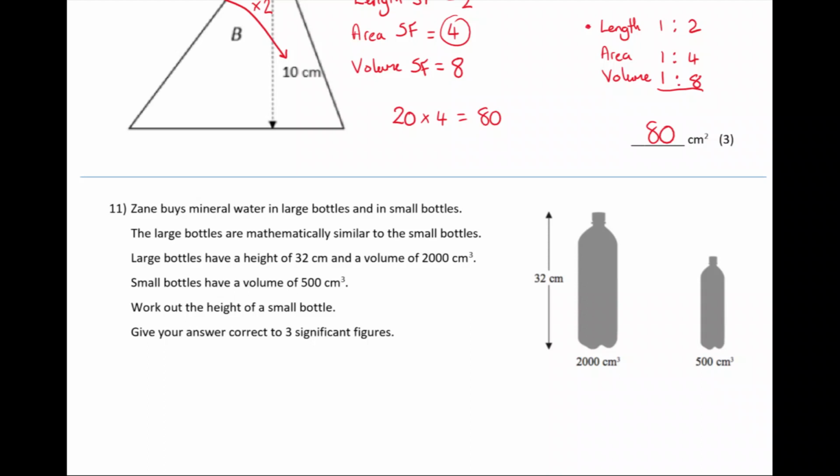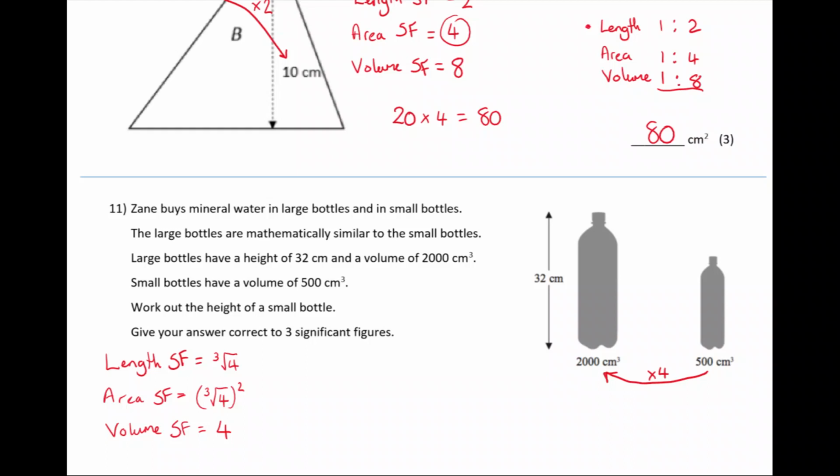Okay, so what we can figure out from this is the volume scale factor. So I'm still going to write down length scale factor, area scale factor, volume scale factor. But this time I'm going to work out the volume scale factor first. How many 500s go into 2,000? Okay, and hopefully you know that's not too bad. Times by 4. So therefore the length scale factor is the cube root of 4, and the area scale factor will be the cube root of 4 squared. Not that we need the brackets.